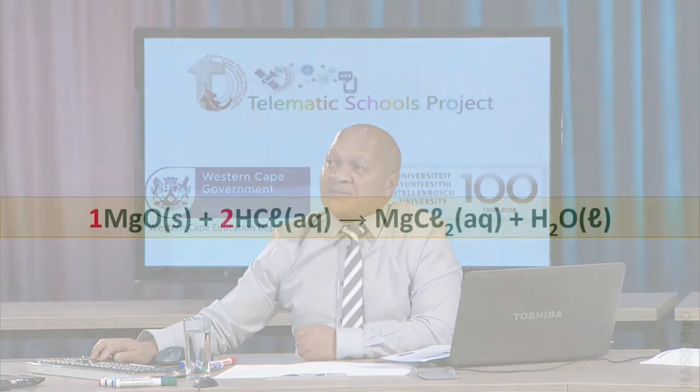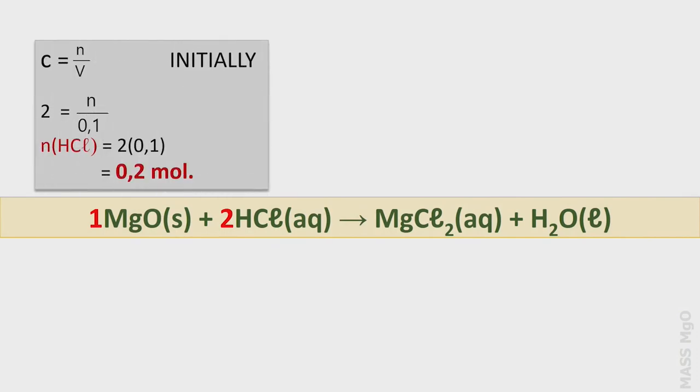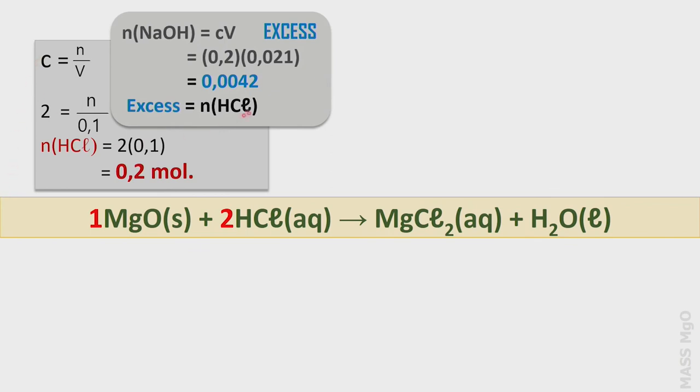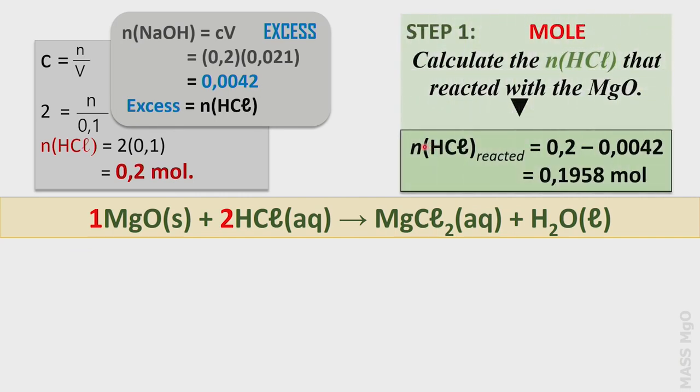Now, let's quickly round off the last part. The last part says, if I have this balanced formula and I know the following, at the beginning I had 0.2 moles of hydrochloric acid. And then after that, I found that I had so many moles of excess hydrochloric acid. How much hydrochloric acid do I have now left over? And here is the answer. I simply take this 0.2, I subtract that amount from it, and this is the hydrochloric acid I have left over. You getting the idea?